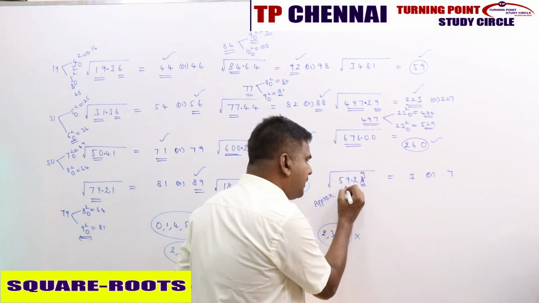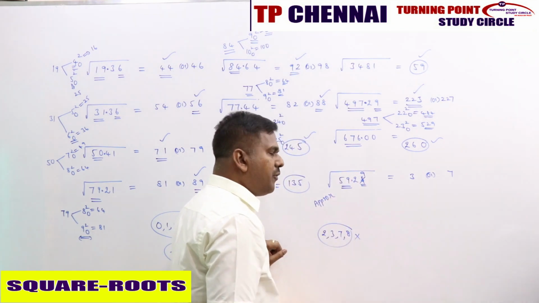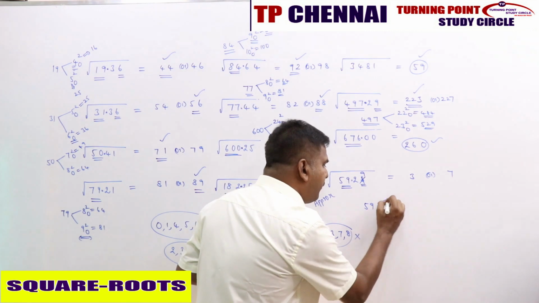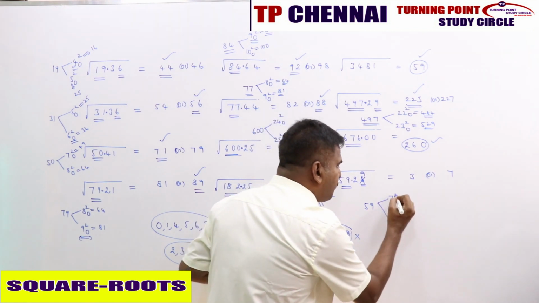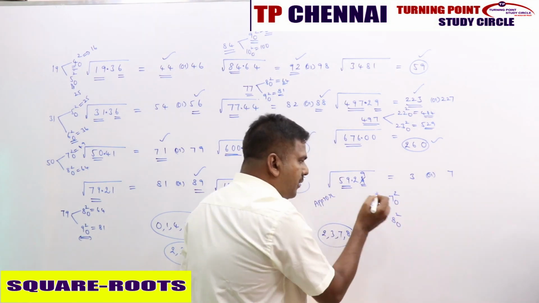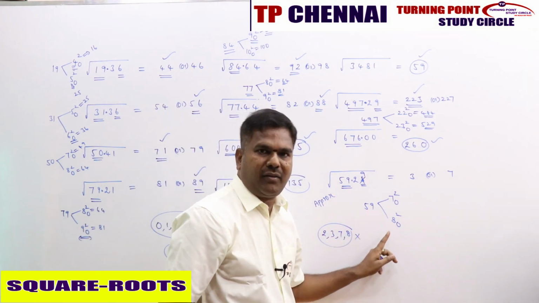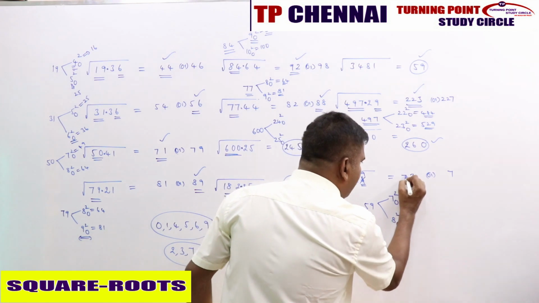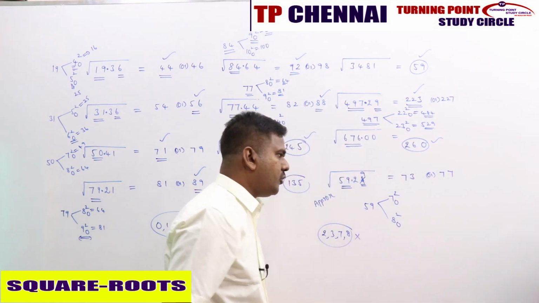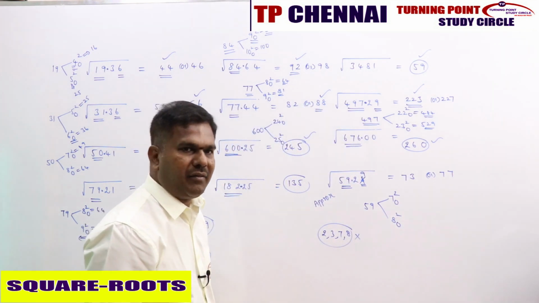Put a dot after 2 digits. What is the leftover? 59. 59 is lying between which two squares? 7 square is 49, 8 square is 64. The meaning of this is that the square root will be between 70 and 80, either 73 or 77. So it is nothing but 73 or 77.